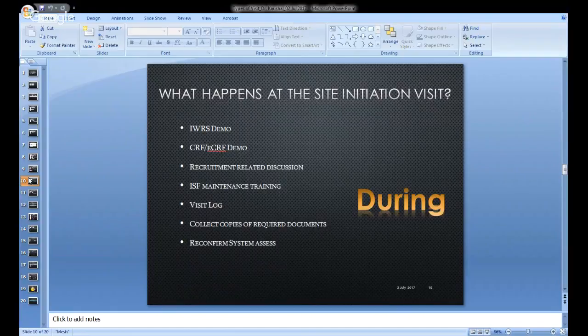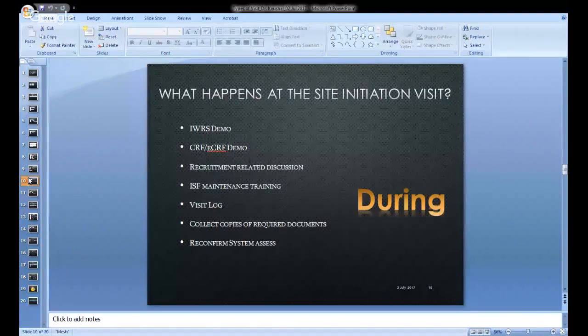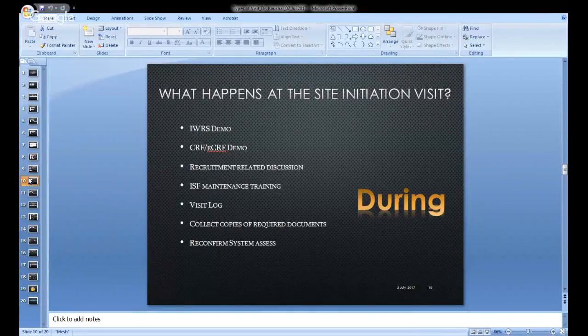CRF or eCRF demo. Even though the trainings are completed, let's go through the eCRF with the site staff and just have a basic navigation understanding from where to where, how to how, and what to what. Recruitment related decisions. Discussion. So discuss how the recruitment pattern would be, how the process would be, what the number of recruitments expected at the site would be, do they have any pre-screening done, that is nothing but basic identification of the subjects from the database, and so on.